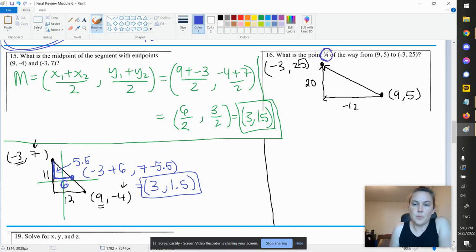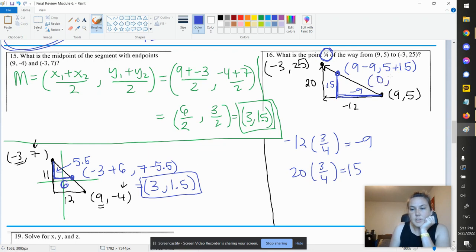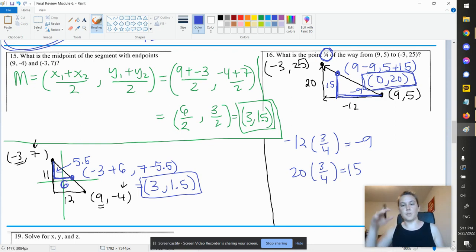If I want to go 3/4 of the way, I'll do -12 times 3/4 and get -9. I'll do 20 times 3/4 and get 15. So now, instead of going halfway, we're going to go 3/4 of the way, which means we're going to go over by 9 and up by 15. This means we started at 9 and went left by 9. We started at 5 and went up by 15. The point we're looking at is (0, 20). This is the same thing for the 1/6 question right below it.